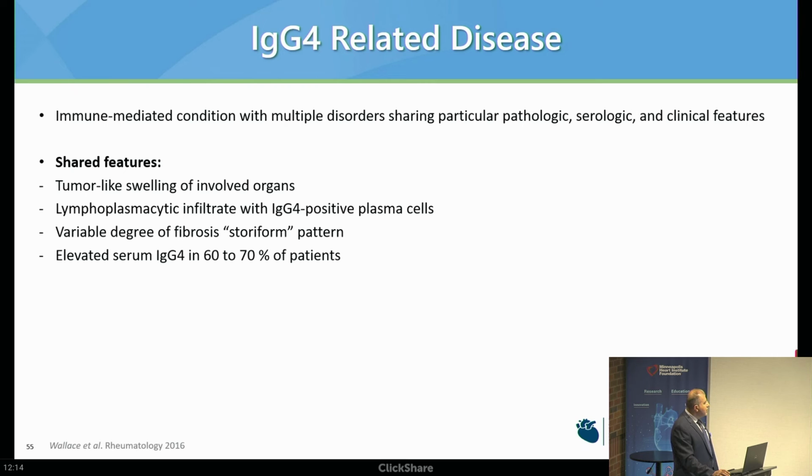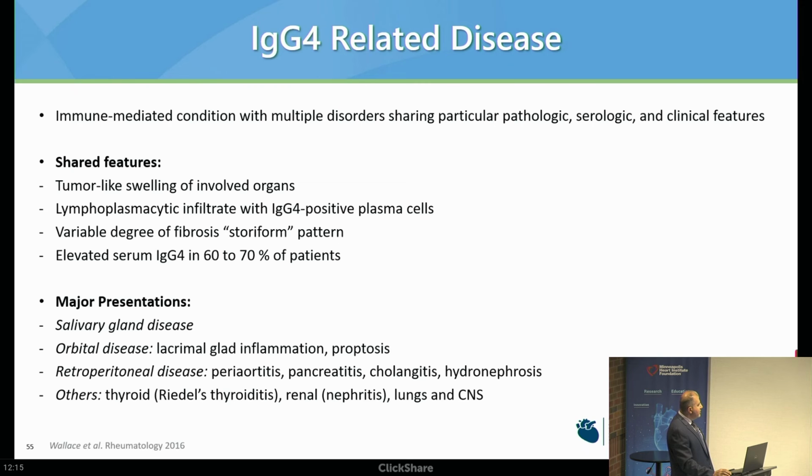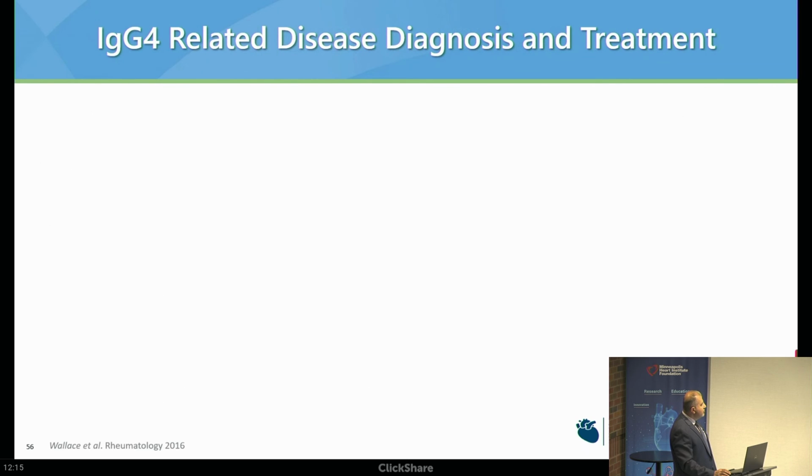There are variable findings that support the diagnosis, such as fibrosis and elevated serum IgG4. I just don't want you to think that all cases will have serum IgG4 elevation. You have to find it in the tissue, not necessarily in the plasma, because only 60 to 70% of these cases had elevated levels in the plasma. What are the major presentations? Salivary gland disease, orbital disease, like this patient who had lacrimal gland inflammation, and retroperitoneal disease, including periaortitis and pancreatitis, like this patient, cholangitis, sometimes hepatitis, and there's also thyroid, renal, lung, and CNS involvement.